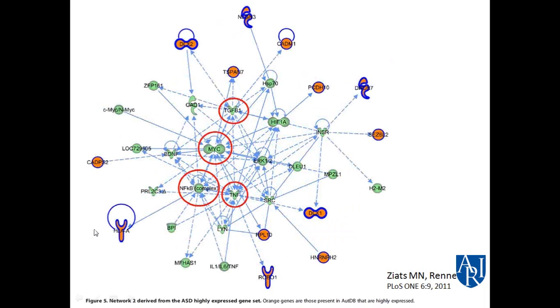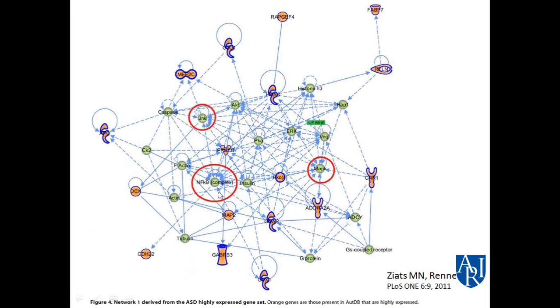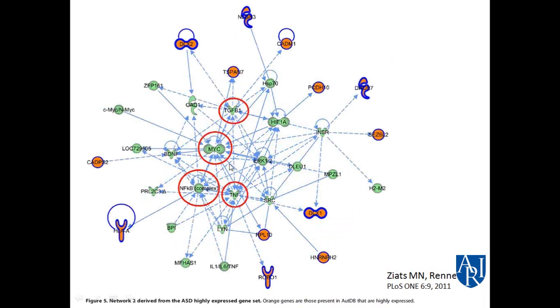And in two distinct networks, they find specific immune genes. Here's a very important regulatory gene called NF-kappa B. Others are related to TNF here in network number 2, NF-kappa B. Tumor necrosis factor alpha is a very important one and increased in autism. TGF-beta is another.